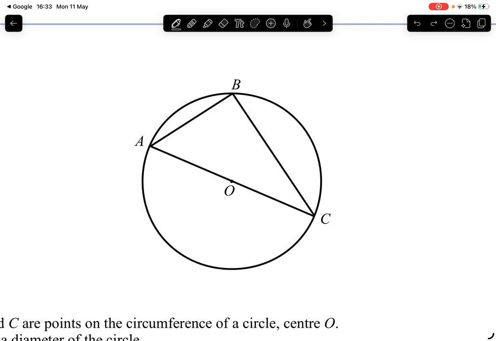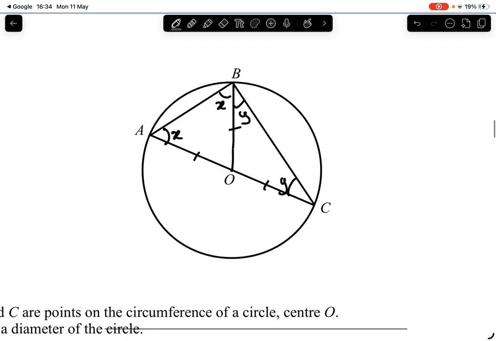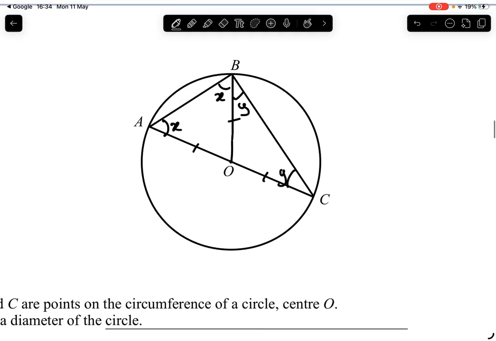Okay, so first thing we're going to do, we're going to go from the centre and split my semicircle triangle into two different triangles here. And once again, because we are working with radii, we are going to have two isosceles triangles. So let's put some labels on. We have x here and y here. Well, that means I have x here and y here also, because of an isosceles triangle.